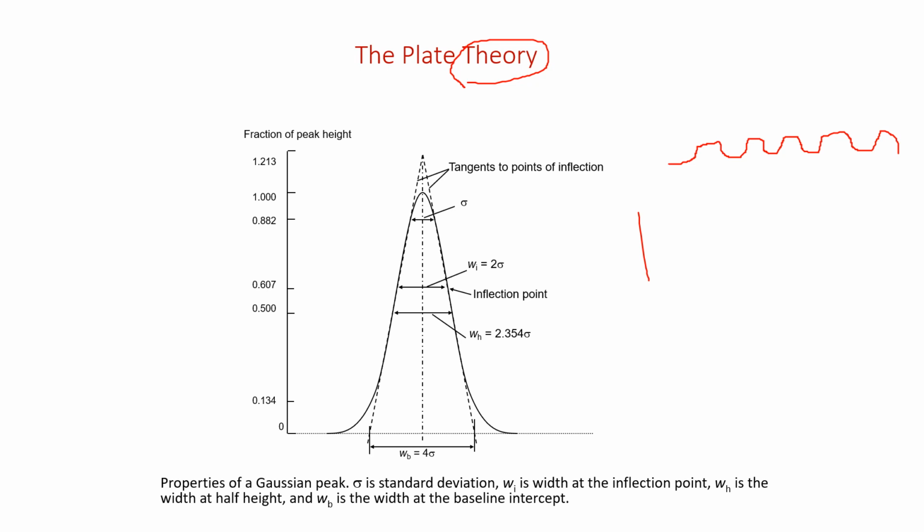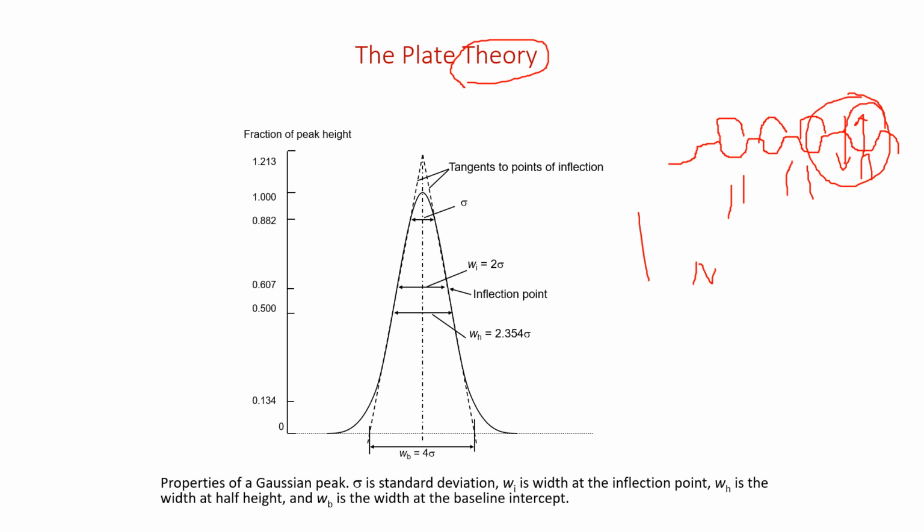When the gas comes out, the plate will be like this: it will go up, and then it goes down again. Because of the repetitive up and down over here, we can calculate how much the plate is. So the higher the plate, the higher the efficiency, the N.